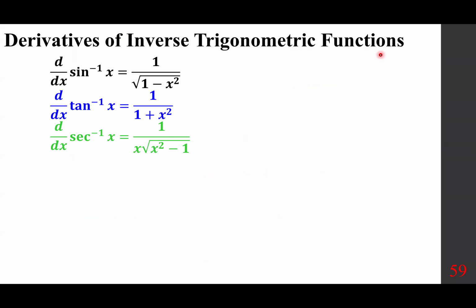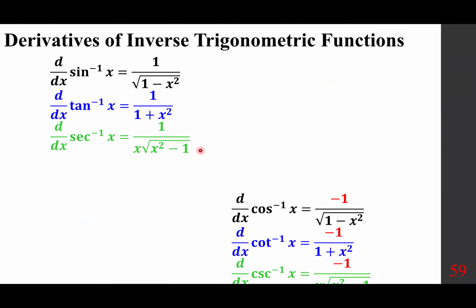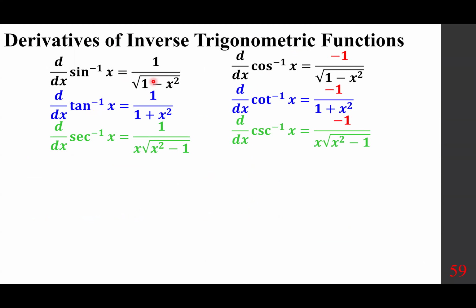Now, what about inverse trigonometric functions? The derivative of sine inverse is 1 over square root of 1 minus x squared. The derivative of tan inverse is 1 over 1 plus x squared. Secant inverse is 1 over x times square root of x squared minus 1. The rest of them are the negative of those. In other words, cosine inverse is the same thing, make it negative. The derivative of cotangent inverse, the same thing, make it negative. The derivative of cosecant inverse, the same thing, make it negative.